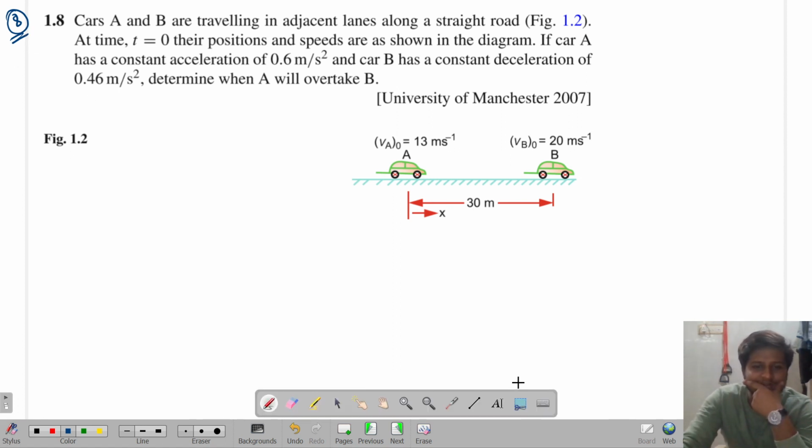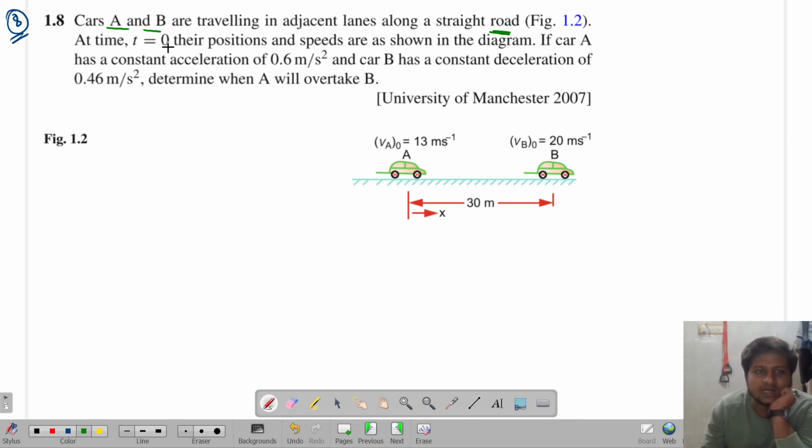Any idea how to solve this? Sir, distance is given. Cars A and B are traveling along a straight road. At time t equal to 0, their positions are mentioned. Yes or no? 30 meters means car B is 30 meters ahead of car A. Got it or not?